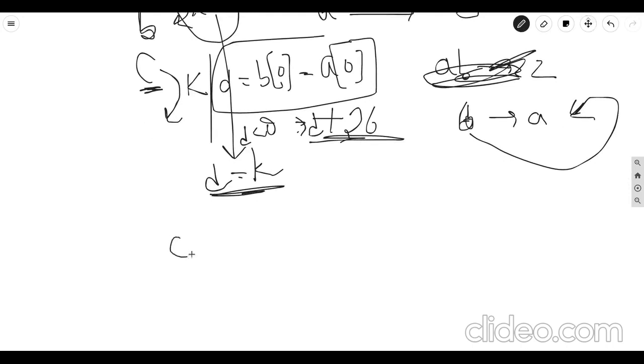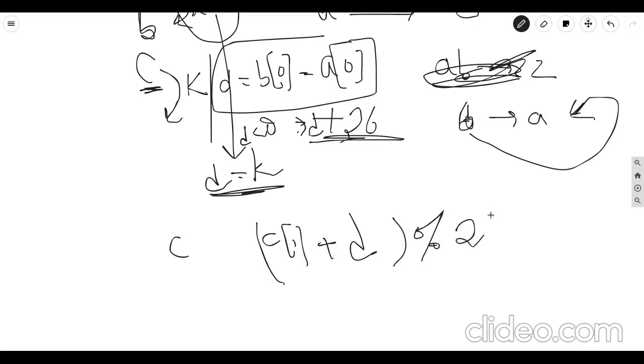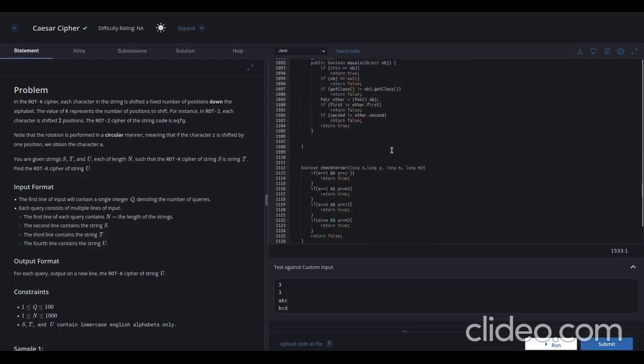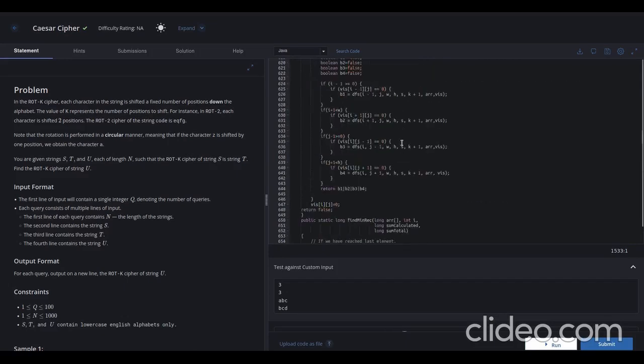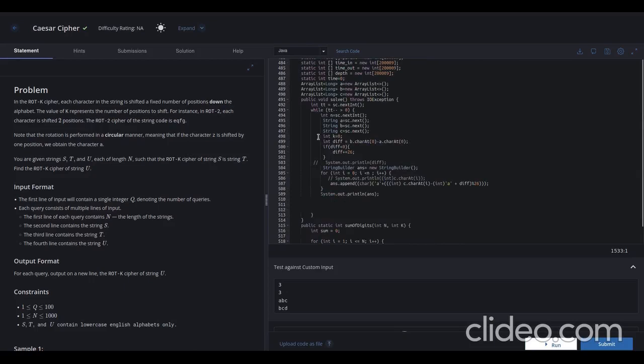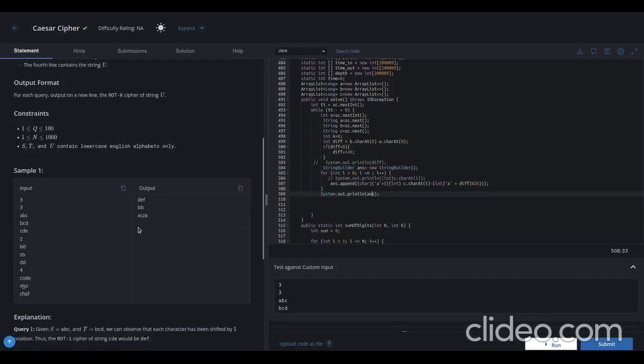Now to shift the characters of C, we will simply add this D. Now this can get greater than 26, right? So we just need to apply modulus, so it will always remain between A to Z, and this will give us our required output. So this is the code. We calculate the difference. If the difference is negative, we add 26. Then we just append the character plus difference, convert it into a char, and that gives our required string. So these are the first three problems.